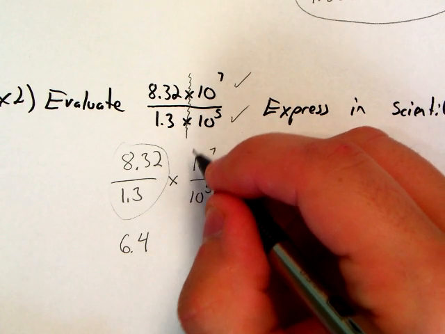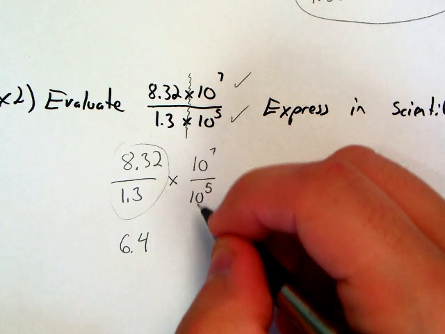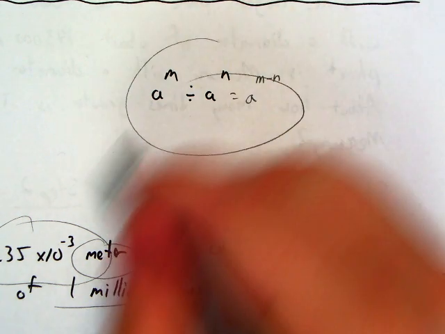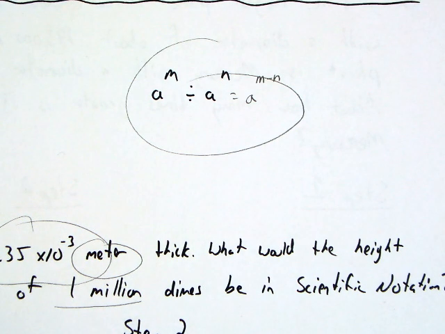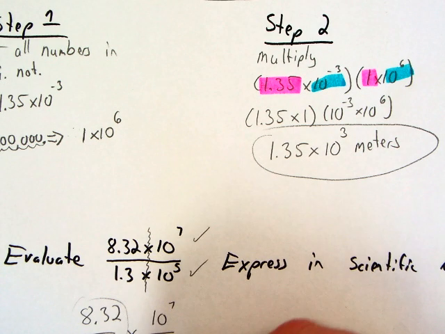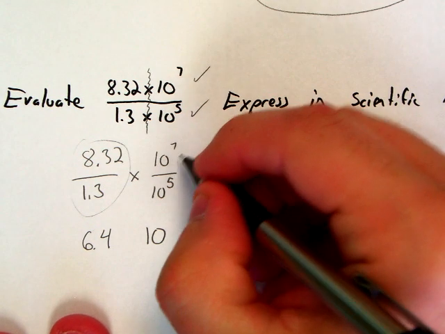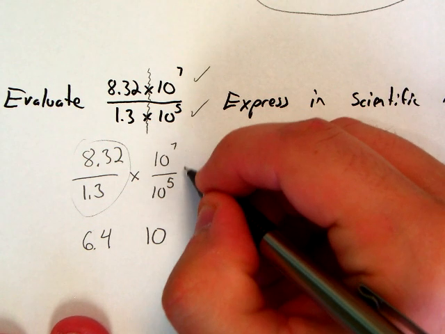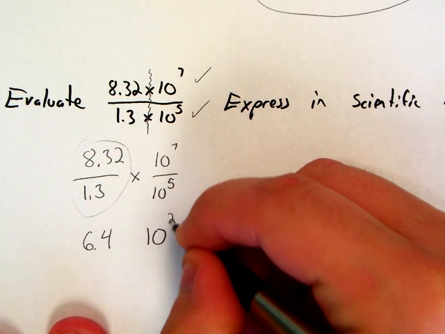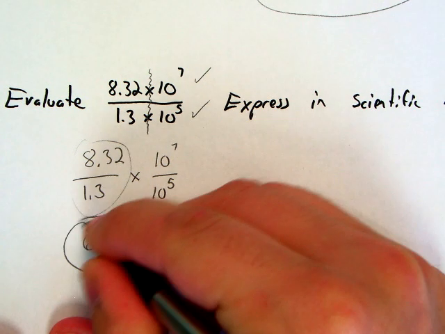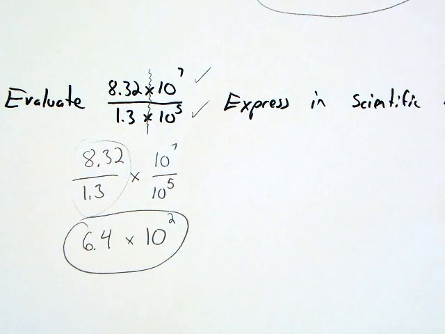We're then going to focus on this part here, dividing the powers of 10. So we're going to focus on this rule here now. And what this rule says is if I'm dividing powers, I'm going to subtract the exponents. So same thing here. I'm going to keep the base, subtract the exponents. So 7 minus 5 is 2. And then multiply them back together again.